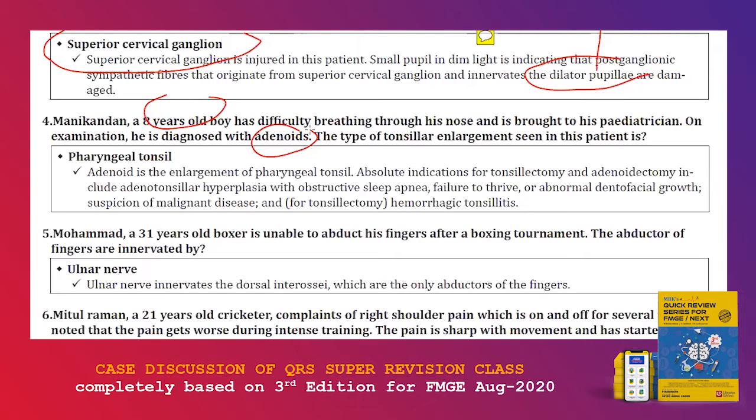So, it is going to be a pharyngeal tonsil. Adenoid is nothing but enlargement of the pharyngeal tonsil. This is a direct MCQ. Adenoid means pharyngeal tonsil.